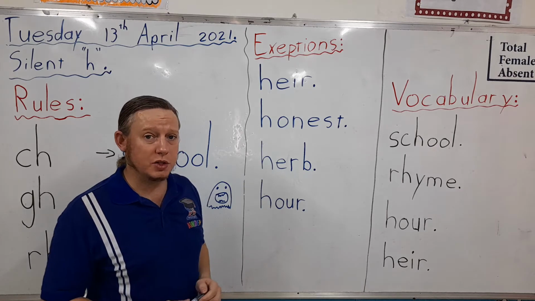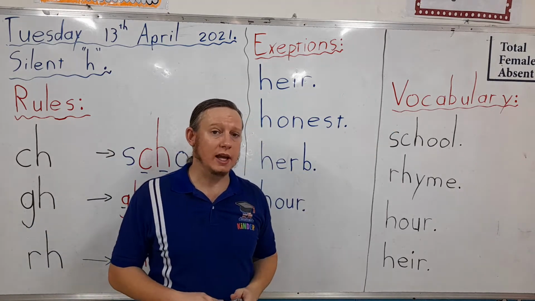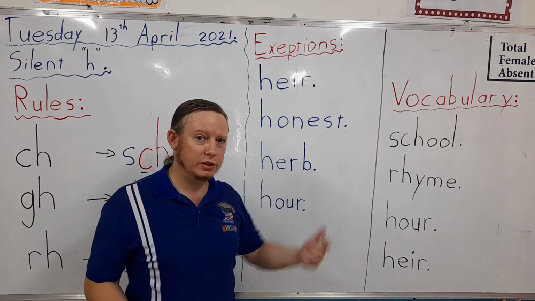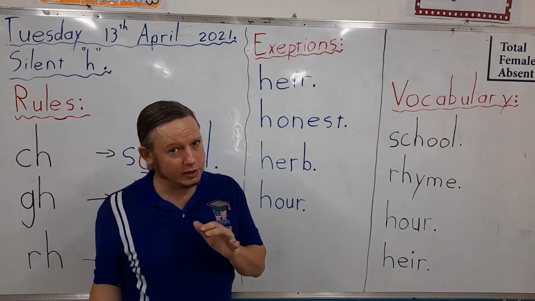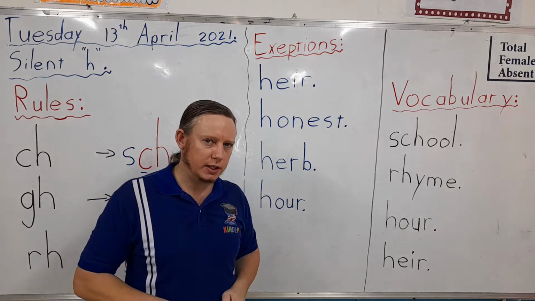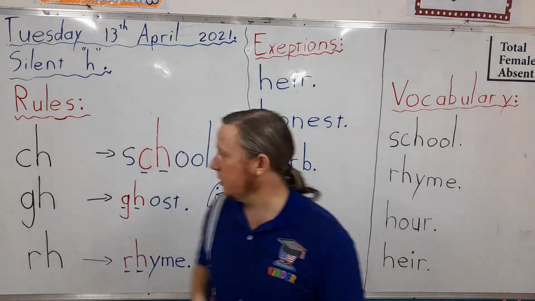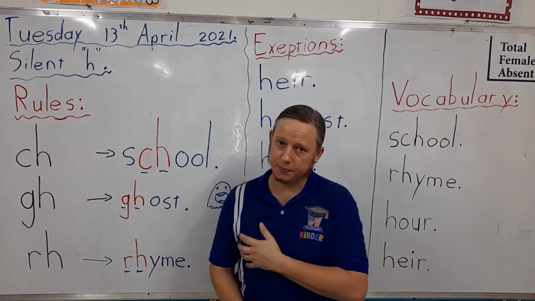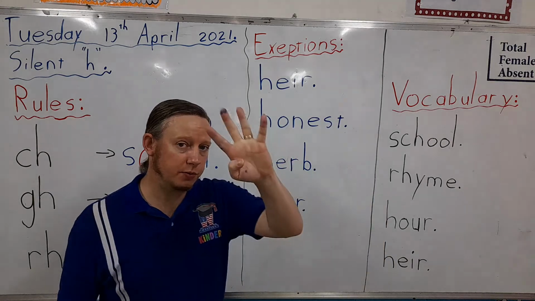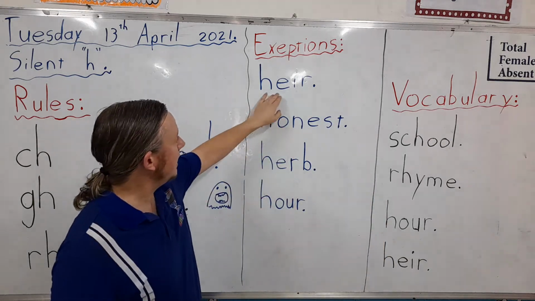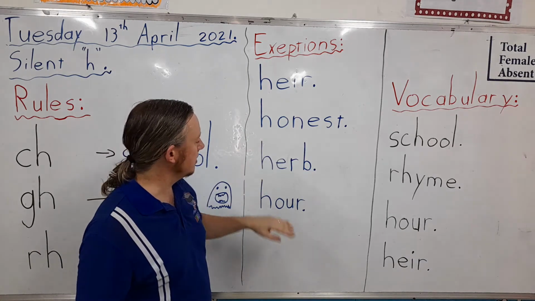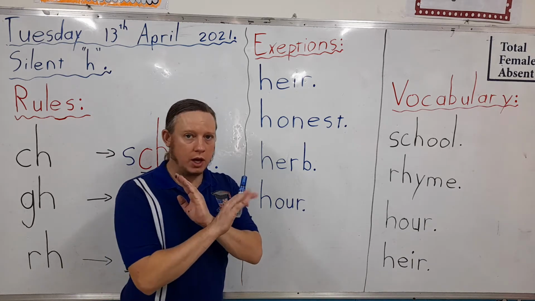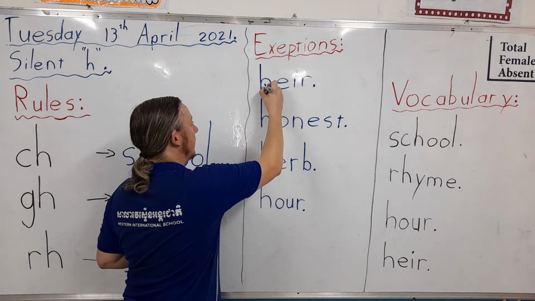It can be a little bit tricky, and when we get into like grade 8 and grade 9, you'll learn a little bit more about homonyms, words that sound the same but mean different things, because English can be tricky. For now, I just need you to remember the basic rules for CH, GH, RH. Okay? And remember, there's 4 exceptions to the rules: air, honest, herb, hour. We do not say the H sound.